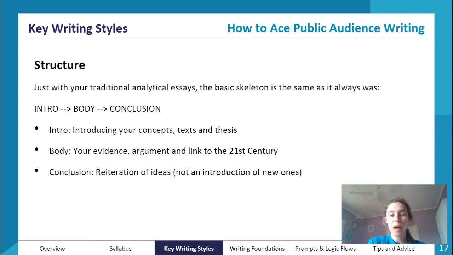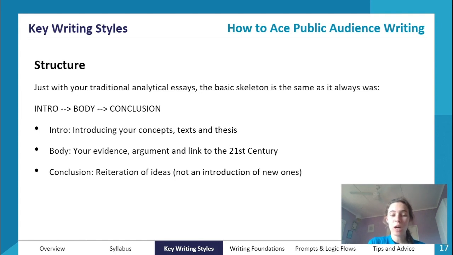Your body sections will have your evidence, your argument, and your link to the 21st century. So often you'll be looking at, for example, in Year 12, I looked at A Study in Scarlet and A Study in Pink. Those are Sherlock Holmes texts. One was the original book and one was an episode from the TV series that was an adaptation of the original books. So linking to the 21st century is often what you'll have to do when you've got that case of something that was written a long time ago.